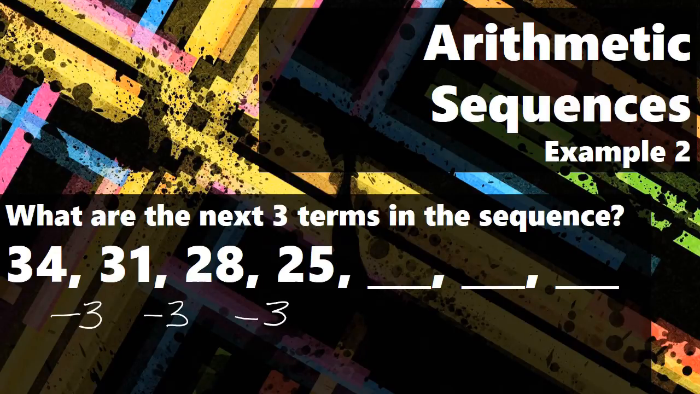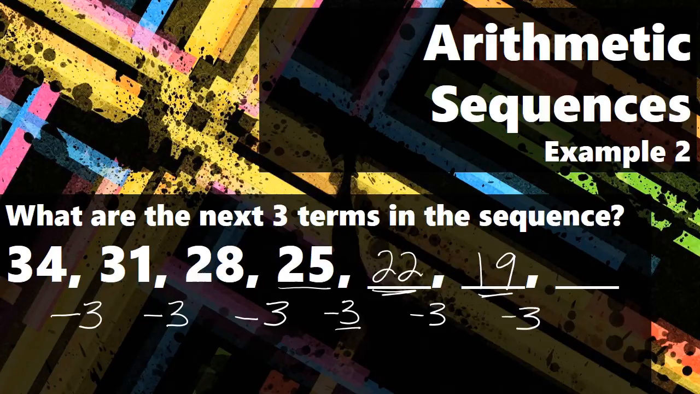So now to go from 25 to our next number, we do 25 minus 3, which gives us 22. And then 22 minus 3 gives us 19. And then 19 minus 3 gives us 16.